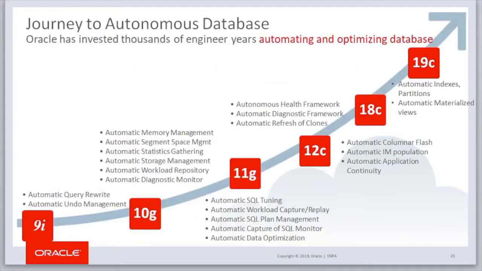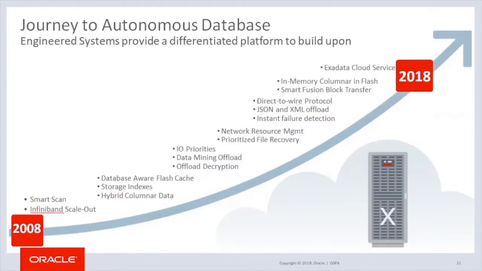Starting in Oracle Database 9i, we began to introduce and mature many sophisticated automation capabilities, from memory management to workload monitoring and tuning, all of which are used in the Autonomous Database. But it's not just the database management that Oracle has been automating.